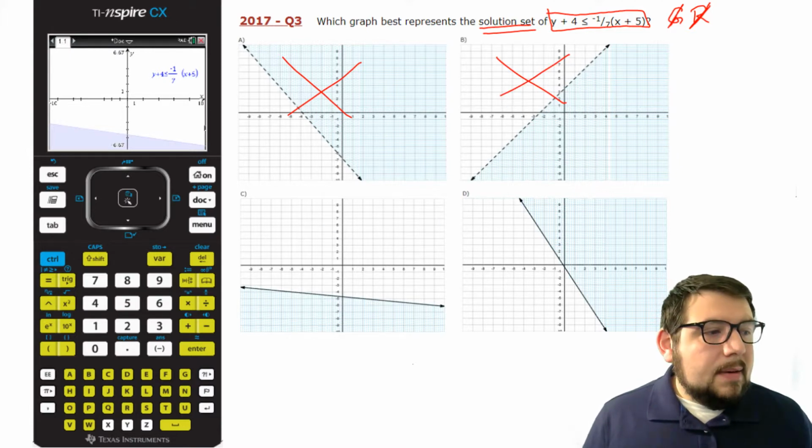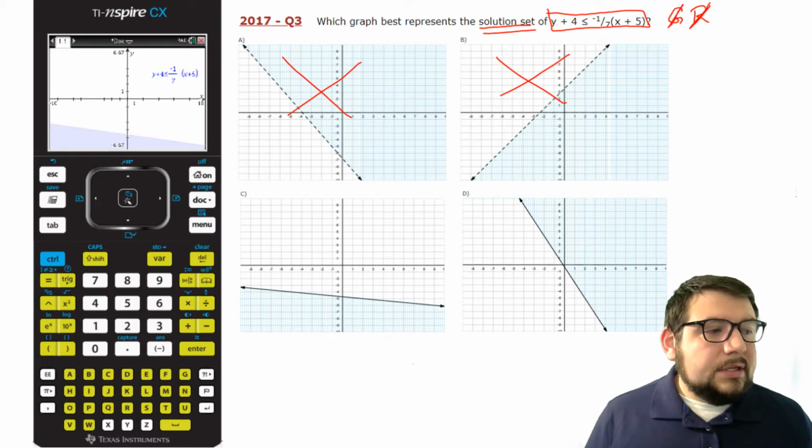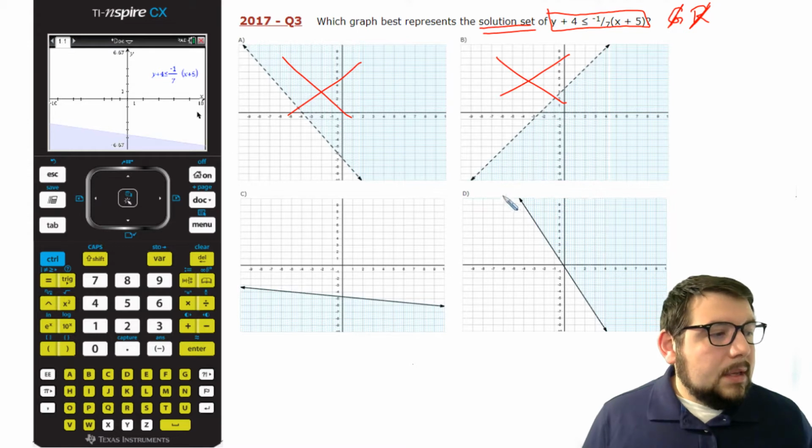Okay, and now looking at my line on my calculator screen, I can also see that it's sort of going down from left to right. It has a negative slope. So these two have a negative slope, but this one is colored in underneath the line. So that means that I'm going to choose choice C. That'll be my answer because this one was colored in above the line, and that one means that choice D is also out. Okay, so there you go. This one has to be the correct answer.